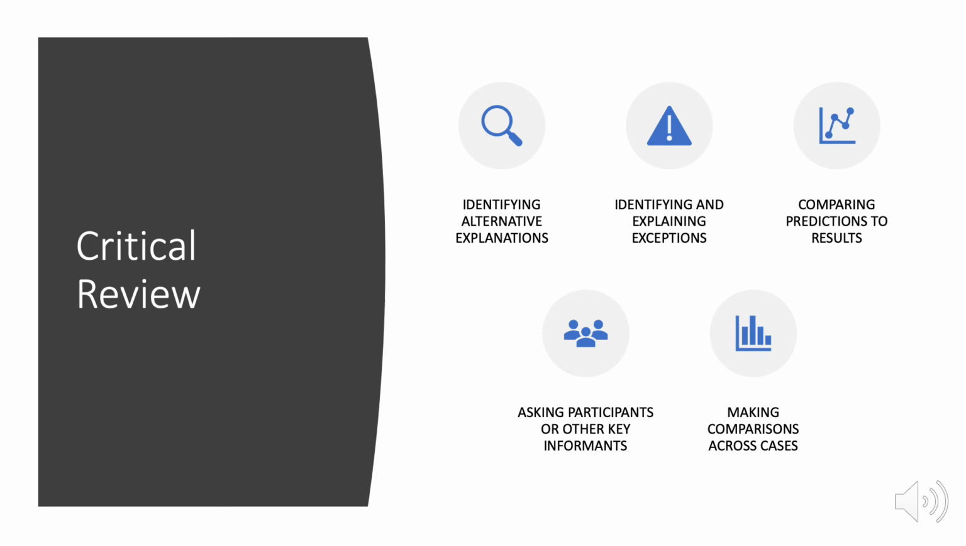Once again, asking participants or other key informants can be really helpful in doing a critical review, and also making comparisons across cases. So, again, it's seeing if the program theory is working the same way in all cases where it's being applied, whether that's on an individual basis or on a site basis, or sometimes we do a program multiple times. We could compare across delivery sessions. So depending on the structure of your program, the case definition would be different, but we could compare them and see if it's always working the same way.